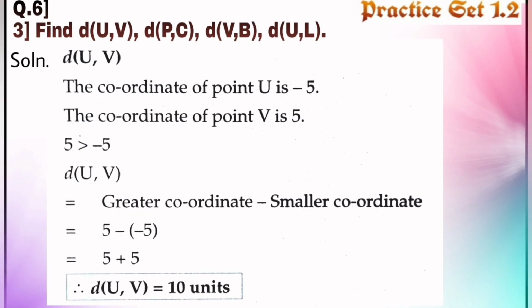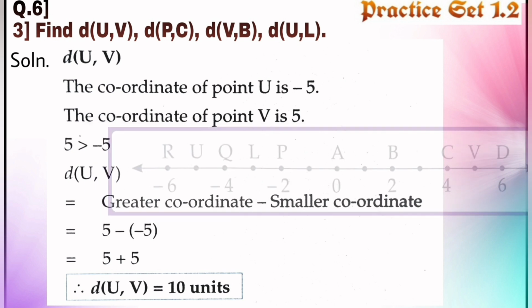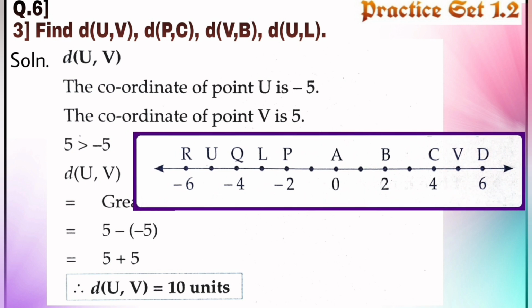Let's see the third sub question of question number 6. Find the distance between U and V, the distance between P and C, the distance between V and B, and the distance between U and L. This we have done so many times. Similarly, we have to do it here also. We have to find the distance of point U and point V. It is given in the diagram. So let's see, first of all, the coordinates of both the points.